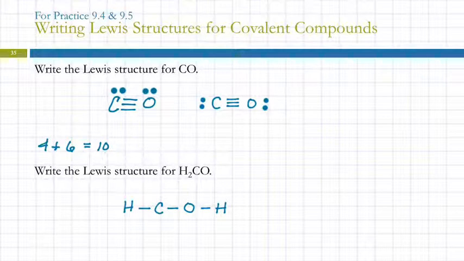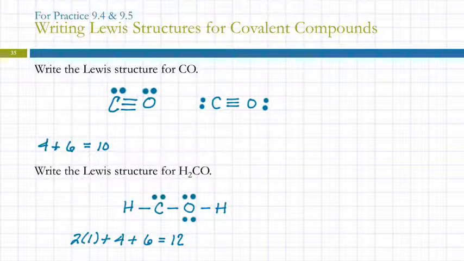So then we have to add up how many electrons we have to work with. Well, I have two hydrogens. They each have one valence electron. And I have one carbon with 4 valence electrons and one oxygen with 6 valence electrons. And so I believe that's 12. 12 electrons in my structure. I already have 2, 4, 6 accounted for as bonds. Two, 4, 6, 8, 10, 12. I ran out.